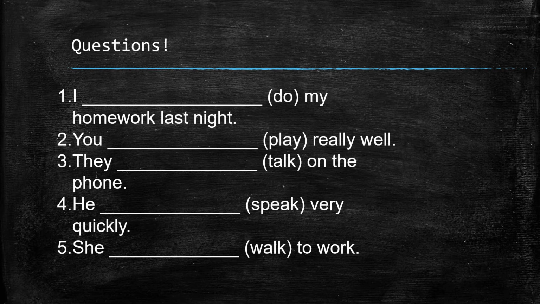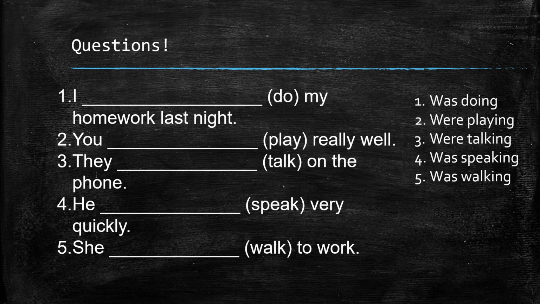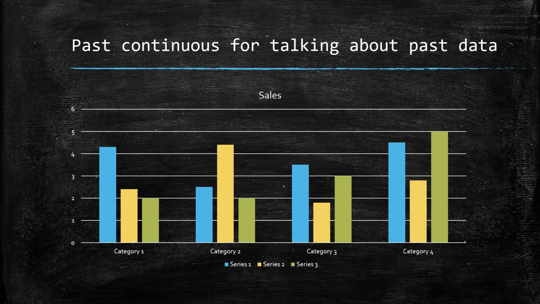So let's continue to the next page. Here's the examples. Was doing, were playing, were talking, was speaking, was walking. So the next one is more of a speaking practice, so some improvisation. So let's have a look.